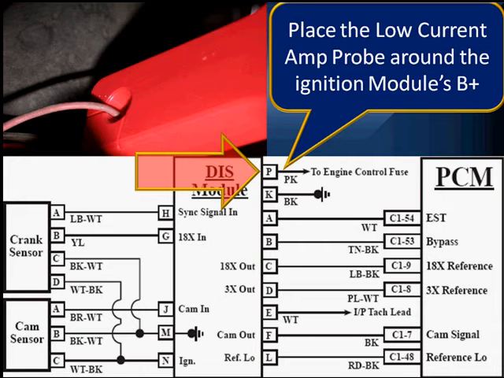Now notice in the upper left, you can see the Hall effect pickup, the low amps probe, connected around the pink wire. We're going to detect the magnetic field about that pink wire. And looking down at the arrow, it's pointing to pin P on this DIS module. This is the module's B+ supply. It's coming directly from the engine control fuse.